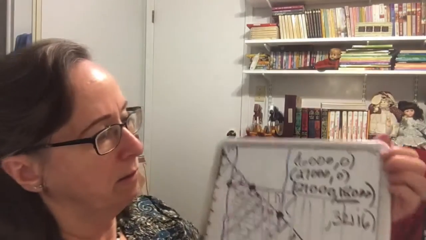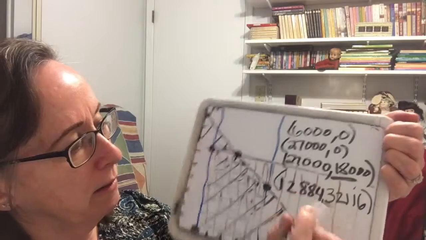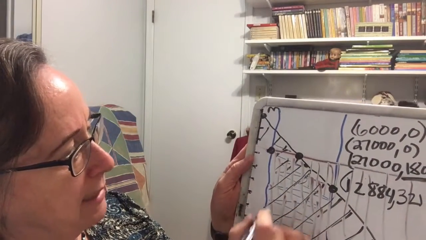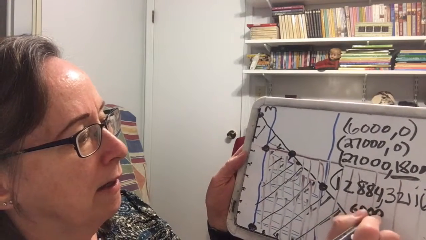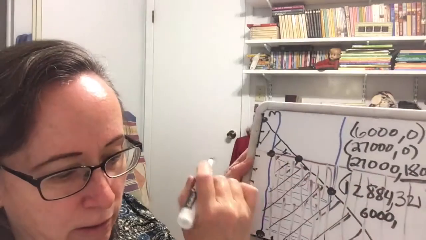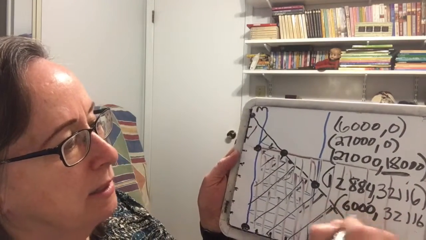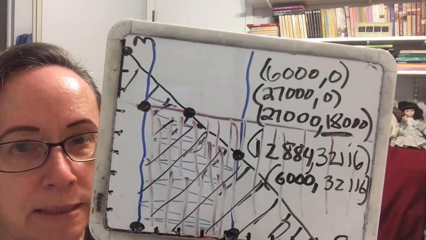Okay, so that means this X value would be 12,884. And then this last point again is going to be 6,000, and this line here was 32116. So we just found the coordinates of our 5 points.